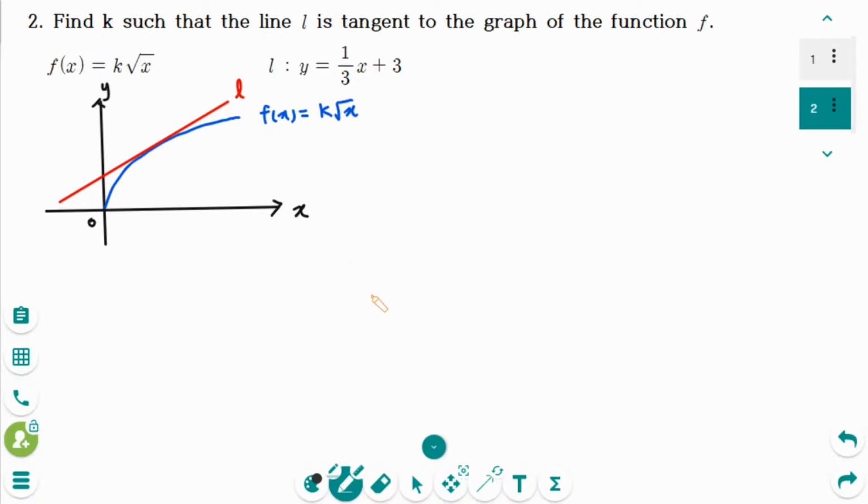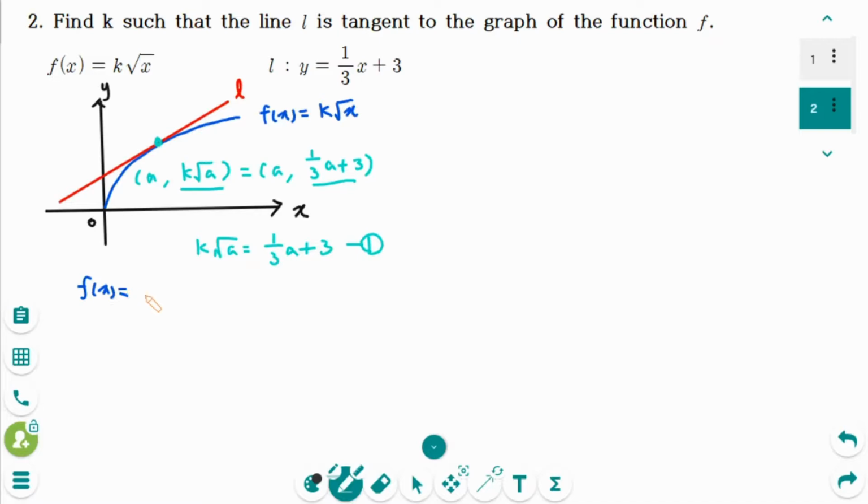Number 2, suppose here is the graph of f of x equals k square root of x and the tangent line L. Let the x-coordinate of the point on the graph of f be a. Since the tangent point is on the curve, the y-coordinate is k square root of a. But at the same time, it is on the tangent line too, so it can also be (a, 1 over 3 a plus 3). And then these two y values are the same, so k square root of a equals 1 over 3 a plus 3. This is number 1.